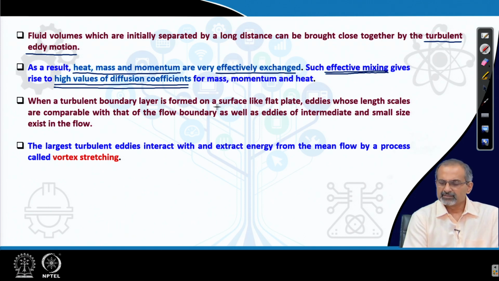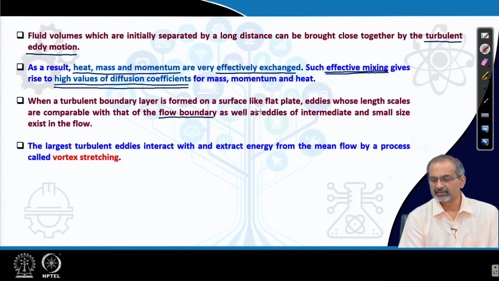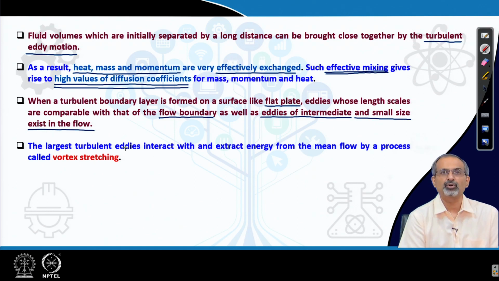When a turbulent boundary layer is formed on a surface like a flat plate, eddies whose length scales are comparable with that of the flow boundary, in the sense the characteristic length scale of the problem, the length of the flat plate, as well as eddies of intermediate and small size exist in the flow. So, we were talking about a range of length scales of these eddies. Some of them are very large, typically which can scale with the dimensions of the boundary over which the boundary layer is existing, or they could be very, very small, many orders smaller than the boundary dimension.